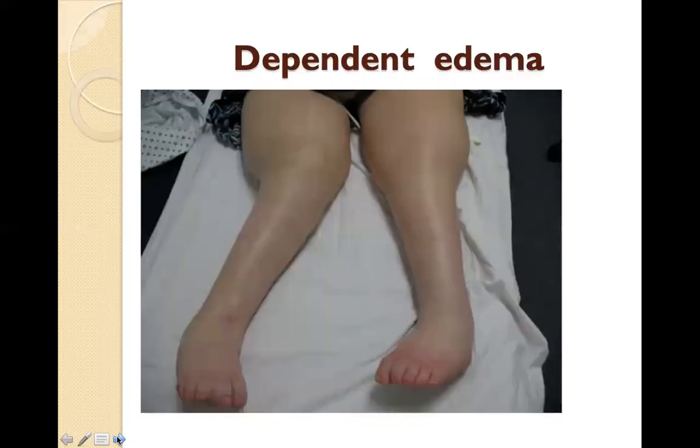Dependent edema is another reason that we see for increased capillary pressure contributing to extracellular edema. In this case, often what happens is a combination of the effect of gravity acting on the venous system and acting on the lymphatic system, and then coupled with the absence of good muscle pumping from the ankle and the calf. So all of these factors together create edema down in the distal legs and feet.